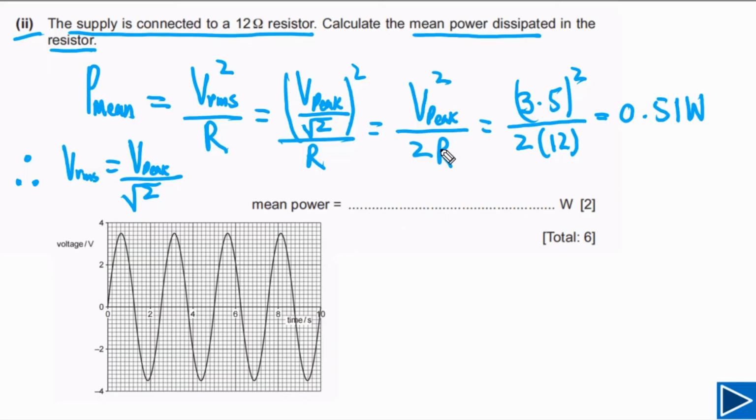This question has 2 marks. If you have written the right formula, you will get 1 mark, and that is the C1 mark. The second mark is the answer mark. If you have got the right answer, you will get the second mark.